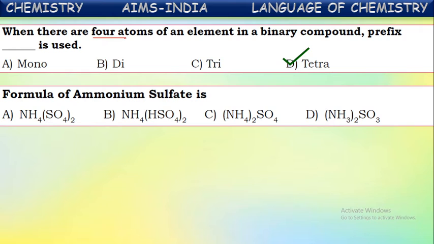Formula of ammonium sulfate. We know the formula of the ammonium ion is NH4 plus.